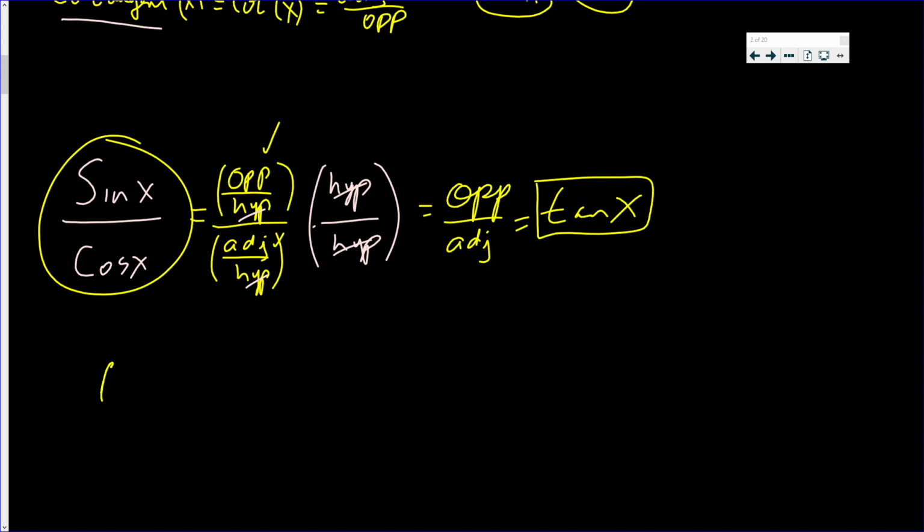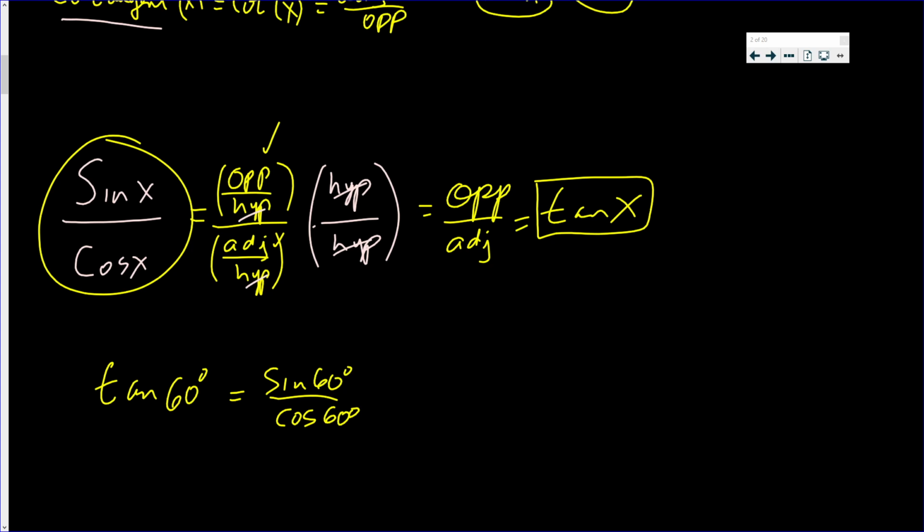For example, if the tangent button broke on your calculator and you needed to find tangent of 60 degrees, don't worry. Just calculate sine of 60 degrees over cosine of 60 degrees, and you will get the correct answer.